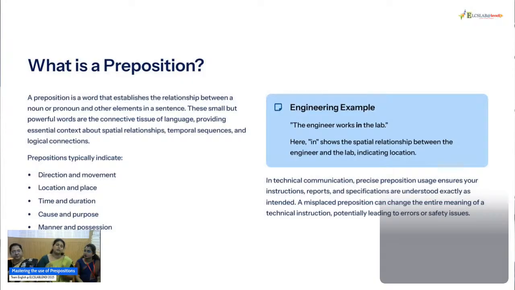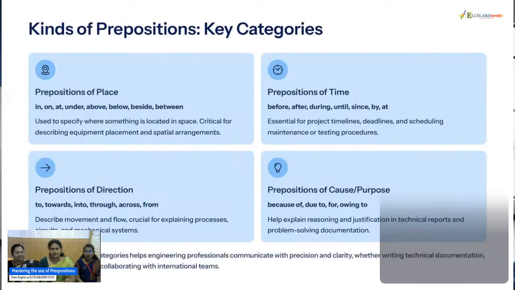So, what is a preposition? Well, everyone knows that a preposition is a relationship word that shows the relation between a noun and the other part of the sentence. If this is known, then the preposition is known for everybody. There are some typical prepositions indicating direction and movement, location and place, time and duration, cause or purpose, manner or possession.